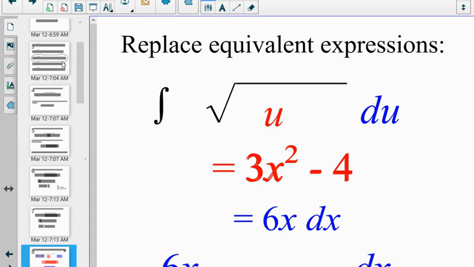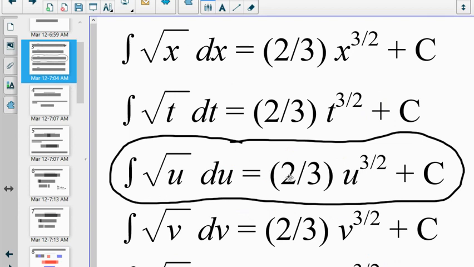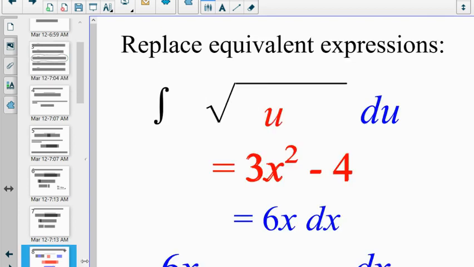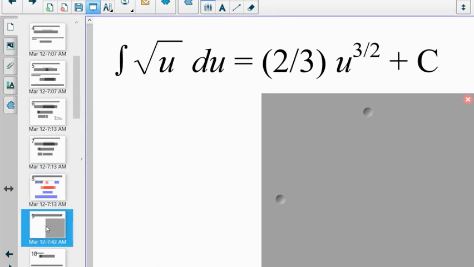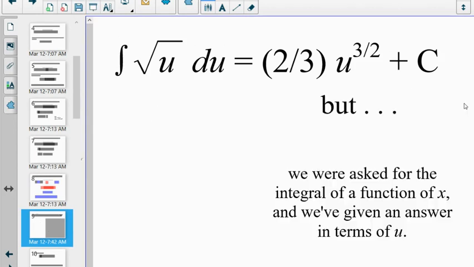This is the integral that we saw previously in the hour. The integral of the square root of u du, that's 2/3 u to the 3/2 plus c. It's still going to be the same thing. The integral of the square root of u du is 2/3 times u to the 3/2 plus c, which is great, except for the fact we were asked for an integral of a function of x. Our integral was the integral of 6x times the square root of 3x squared minus 4 dx, and my answer is this thing that's in terms of u.